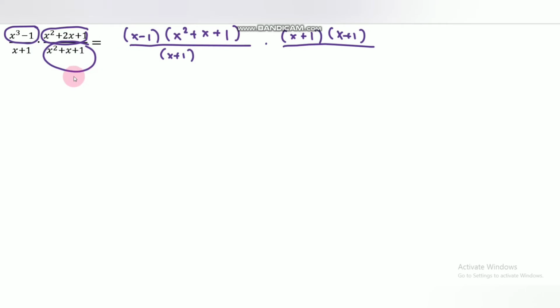Now for this one, if you are not sure, you can use the discriminant to find whether it is a perfect square or not. If it is a perfect square, it means it's factorable. But if it is not, you just stop and write that polynomial, which, if you find the discriminant, is negative, so it's not factorable. After you have factored all of the polynomials completely, let's simplify. We can cancel this one and this one, and what is left is x minus 1 times x plus 1. So in the end, your final answer is x squared minus 1.